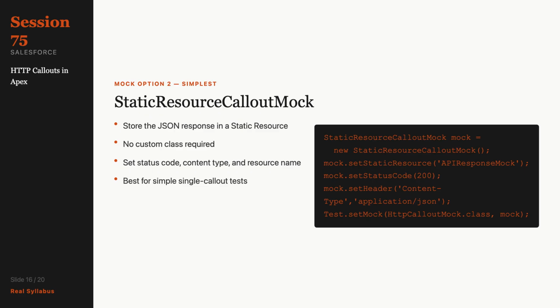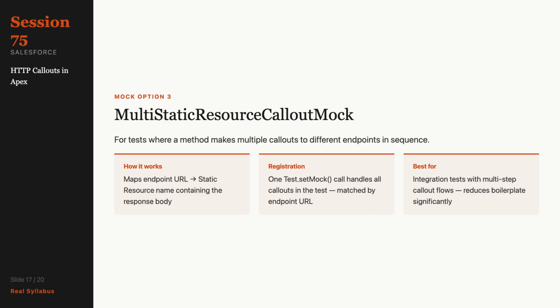MultiStaticResourceCalloutMock, for tests where a method makes multiple callouts in sequence. Map each request endpoint to a separate static resource containing its response body. Register the MultiStaticResourceCalloutMock with Test.setMock. When the callout is made, the mock matches the endpoint URL to the correct static resource and returns that response. Reduces boilerplate for multi-step integration tests.